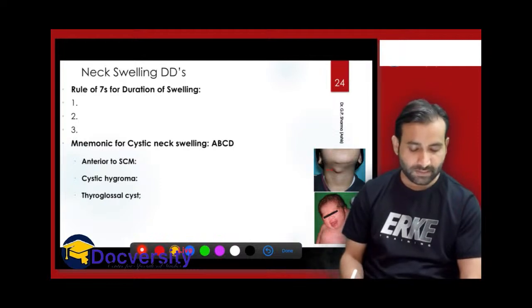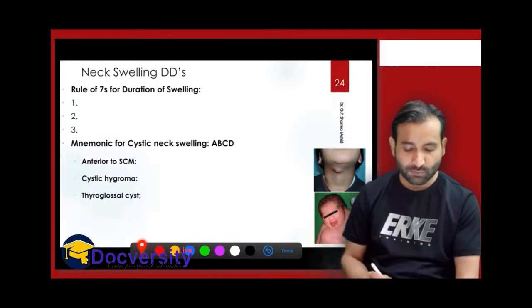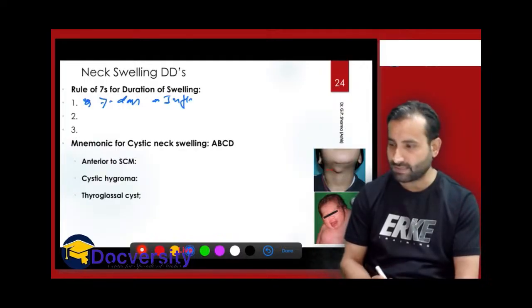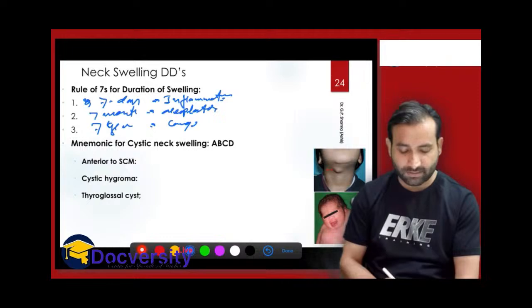So remember, let's see the neck swelling DDs. In the neck swelling DDs, we use the rule of 7, right? Rule of 7 is what? If the swelling is present for 7 days, it is inflammatory, right? If it is present for 7 months, it may be neoplastic. If it is present for 7 years, then we say this is what? The congenital. Hope you understand, right?